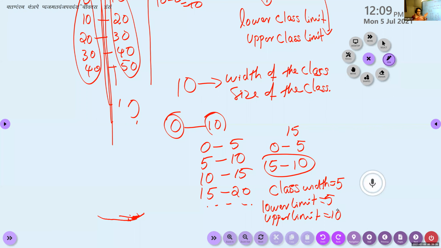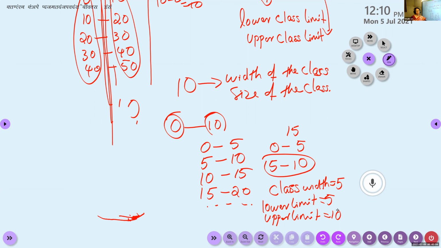Class is the groups that we are forming. All the given values must be included in some of these groups, so we make groups. Those groups are known as classes.